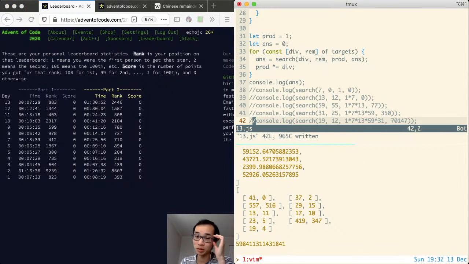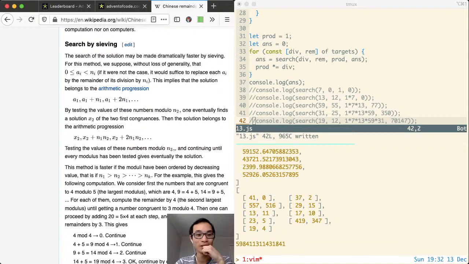I can't really explain it because I literally just read this search by sieving thing, and I just implemented what it says here as an algorithm, and that's all I did. So yeah, being able to read mathematical texts is a pretty good skill to have.